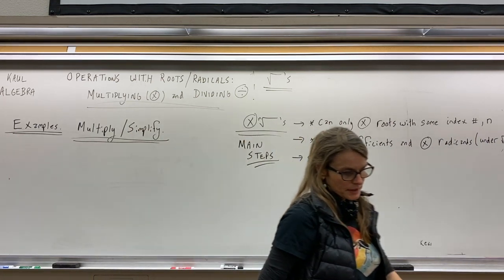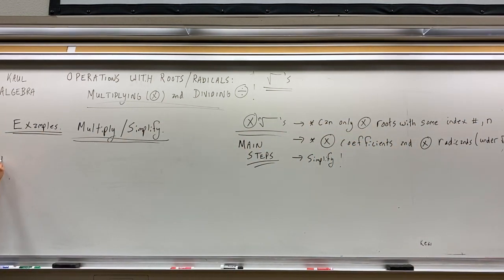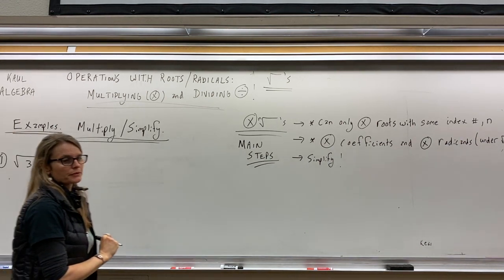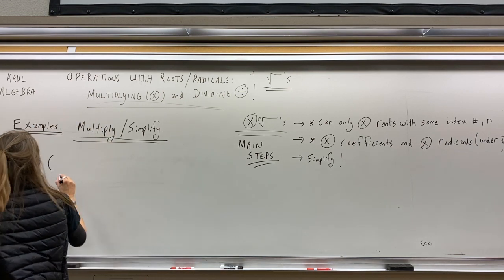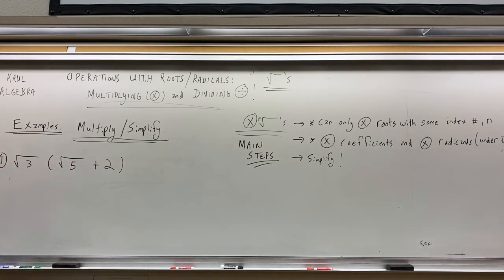Okay, so to start with, let's go ahead and just take a problem like this, where we have the square root of 3, and we're going to multiply by the square root of 5 plus 2 to begin with. Okay, so the first check is to make sure that when we're multiplying, we are allowed to multiply these together. So this radical is the same type as this radical, meaning that the index numbers are both the same. They're both square roots.